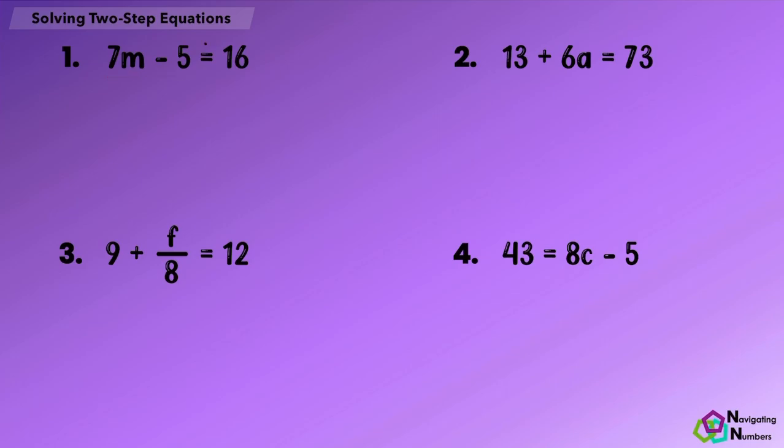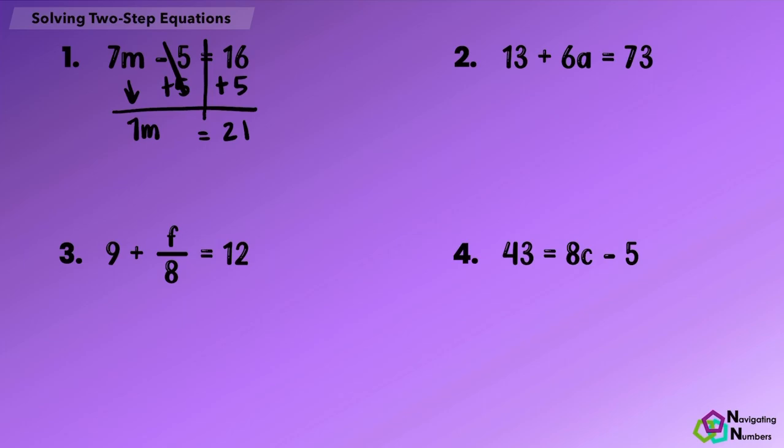So the first thing we're going to do is just draw a line down the equal sign. Now, because we're working backwards through the order of operations, we start with addition, subtraction first. So I have subtraction here. So the inverse of subtraction is addition. So to get rid of that minus 5, we're going to add 5 to both sides to keep it equal. Remember, in an equation, when you're solving, what you do to one side, you do to the other. So here, we're left with 7m equals 16 plus 5, which is 21.